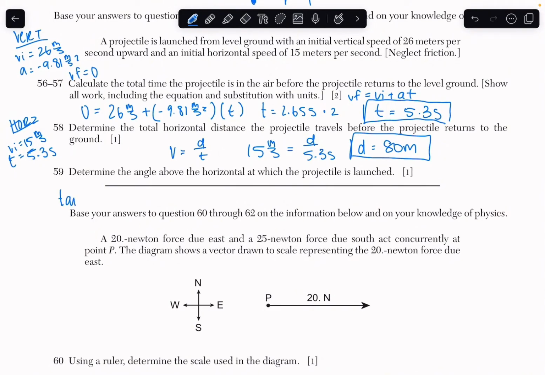So tan inverse, and it's going to be your vertical velocity over your horizontal velocity. So Vy over Vx. In this case, that's inverse of tan, Vy is 26, and Vx is 15. After you do that, you're going to get an angle of 60 degrees.